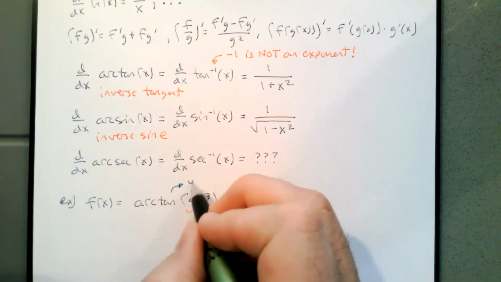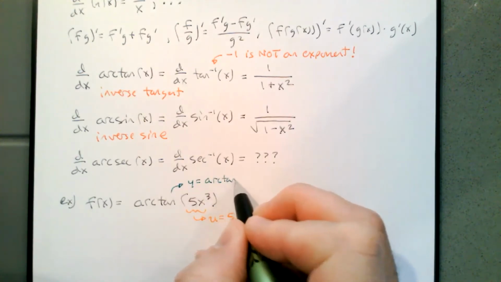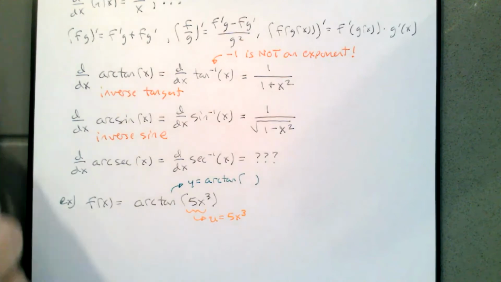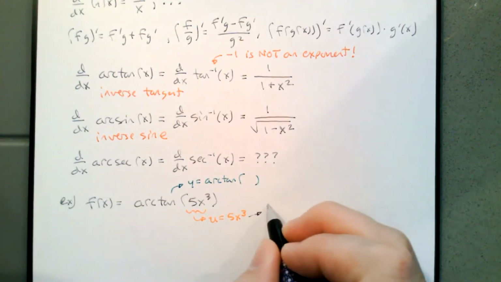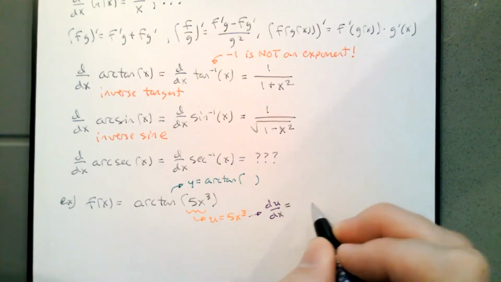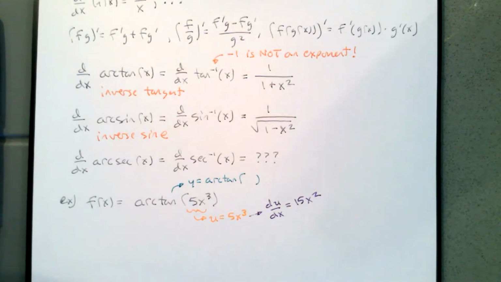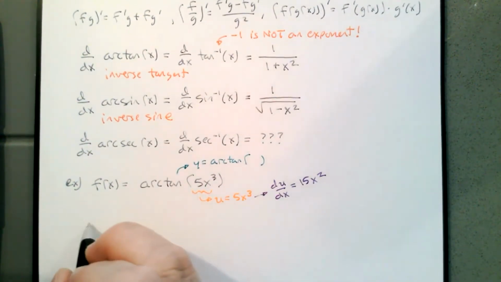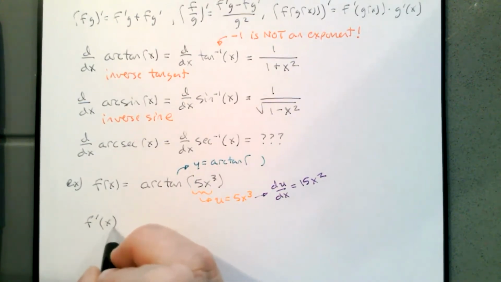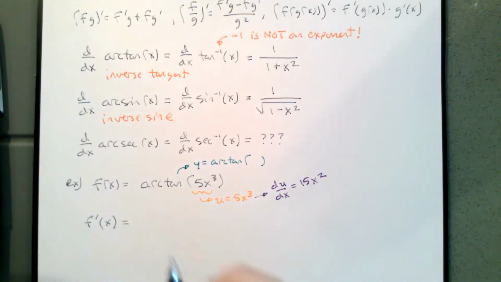Our outside function, y, is arctangent of u. And then the other piece that we're going to need is the du dx part for the chain rule. So those are all the pieces that we'll need to do the derivative of arctangent of 5x cubed. First, we have to make sure that we read properly the function and see the 5x cubed is being plugged into the arctangent. So for our derivative, we have to know the derivative of arctangent of thing. So the derivative of arctangent of something is 1 over 1 plus that thing squared.